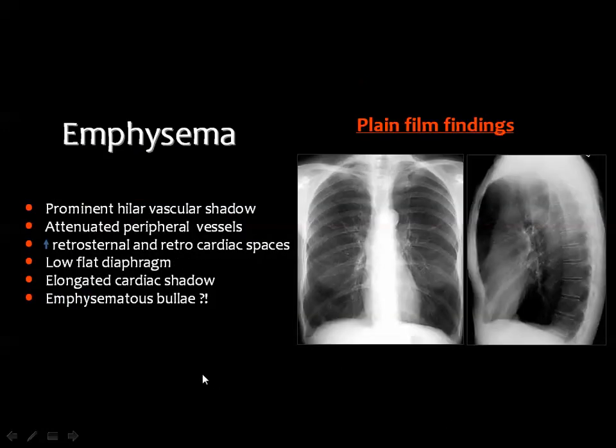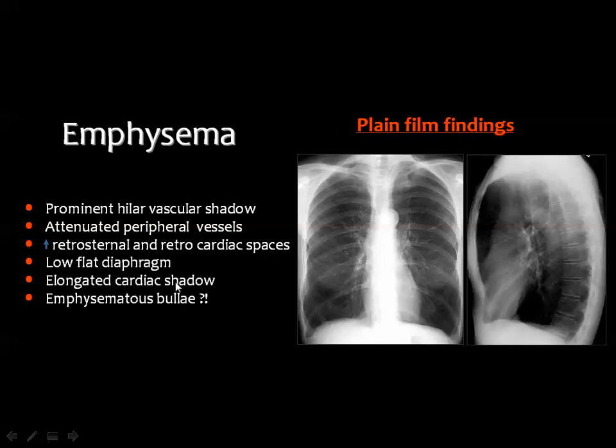And by emphysema, we mean that there is a pattern of air trapping in the lung, and this has been previously described thoroughly in the literature considering the plain X-ray findings, which include hyperinflated lung, low flat diaphragm, ribbon-shaped heart, prominence of the central hilar vascular shadows, scanty peripheral vascularity, widening of the retrosternal space, and widening of the retrocardiac space.